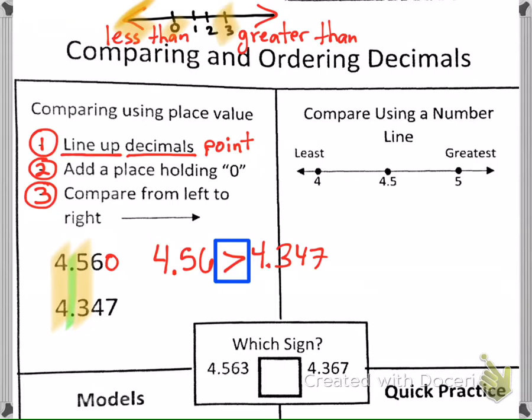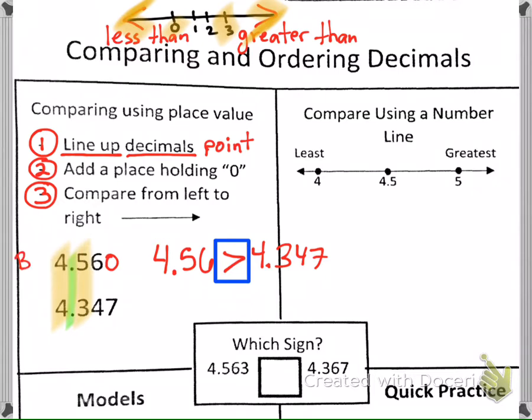Or a 3 would be greater than a 2 or a 1 or a 0 because 3 is farther to the right. So the numbers that go to the right get bigger and bigger. The numbers that go to the left on the number line get smaller and smaller. That's why we use those symbols that look kind of like alligator mouths, but we don't say that anymore.